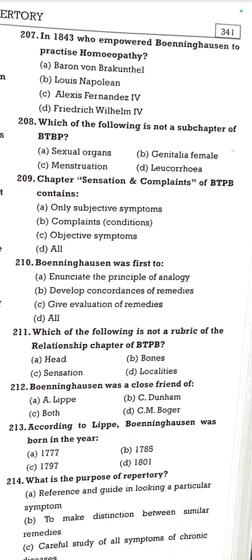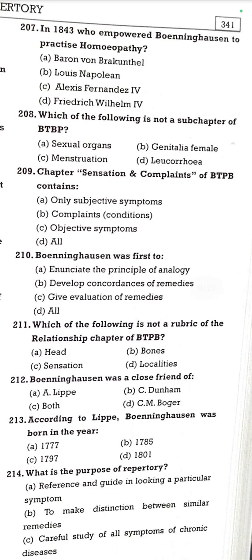210. Boenninghausen was first to enunciate the principle of analogy, develop concordance of remedies, and give evaluation of remedies. 211. Which of the following is not a rubric of the relationship chapter of BTPB? So the answer is head. 212. Boenninghausen was a close friend of A. Lippe and C. Dunham.